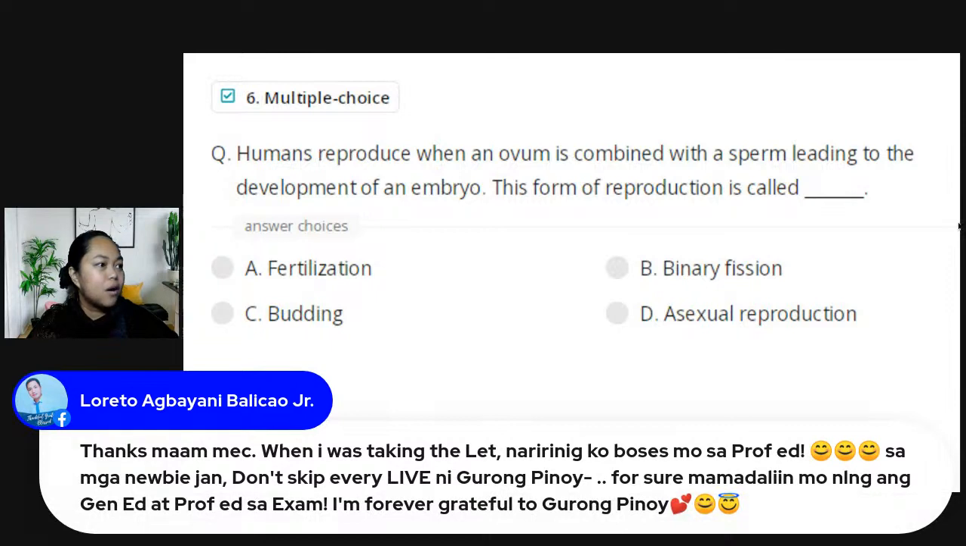Sir Loreto Agbayani Balikaw Jr., si President Loreto, no? Congratulations, LPT na din siya. Thanks, Mamek. When I was taking the LET, naririnig ko boses mo sa Prof Ed.